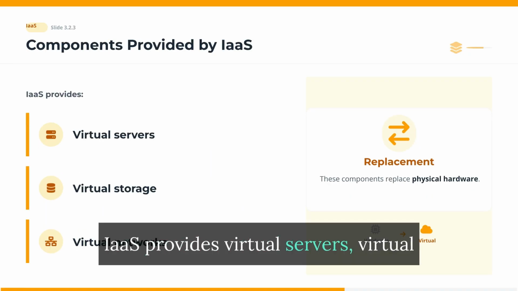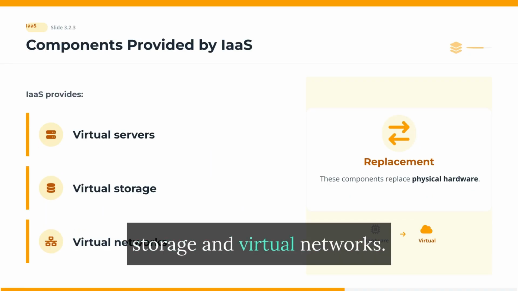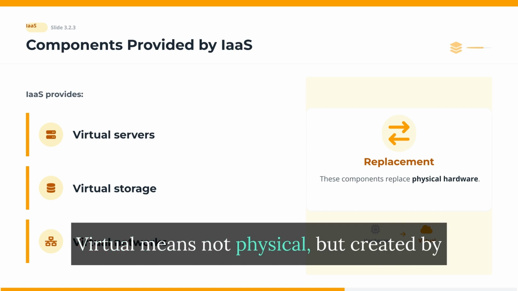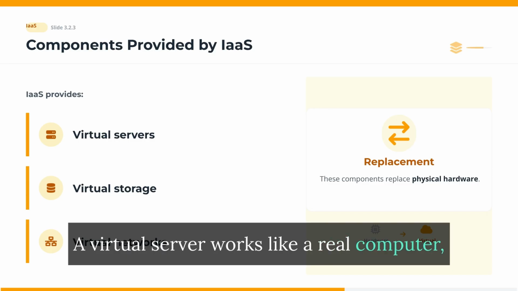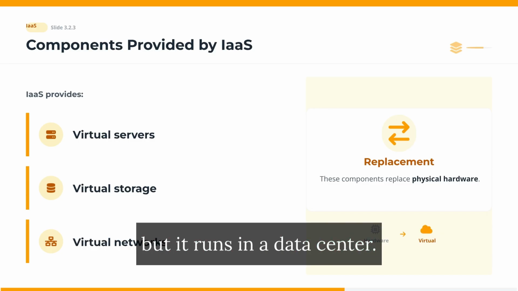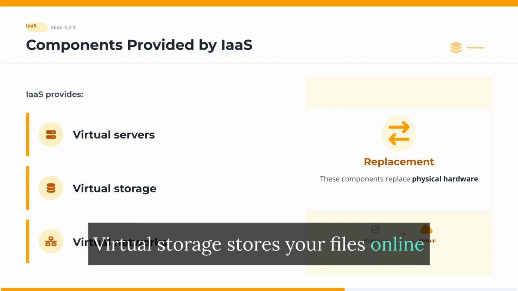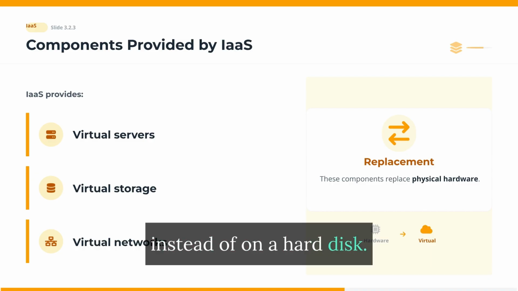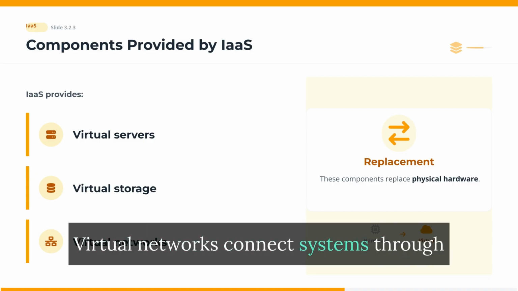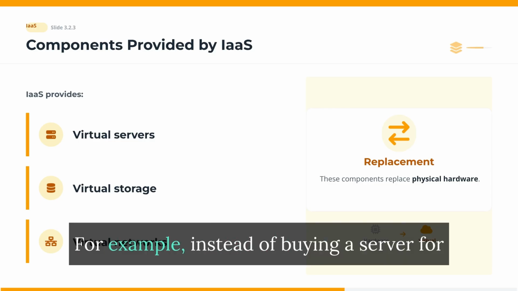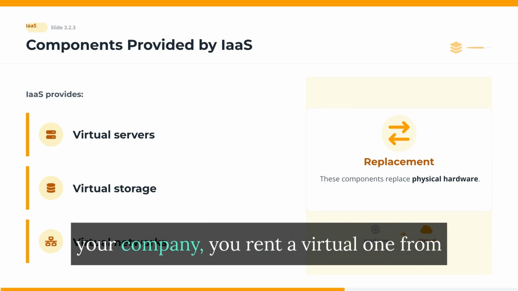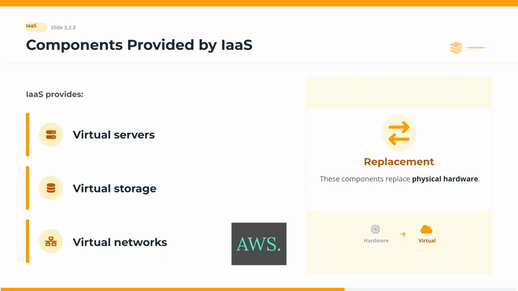IaaS provides virtual servers, virtual storage, and virtual networks. Virtual means not physical, but created by software. A virtual server works like a real computer, but it runs in a data center. Virtual storage stores your files online instead of on a hard disk. Virtual networks connect systems through the internet. These components replace physical hardware. For example, instead of buying a server for your company, you rent a virtual one from AWS.